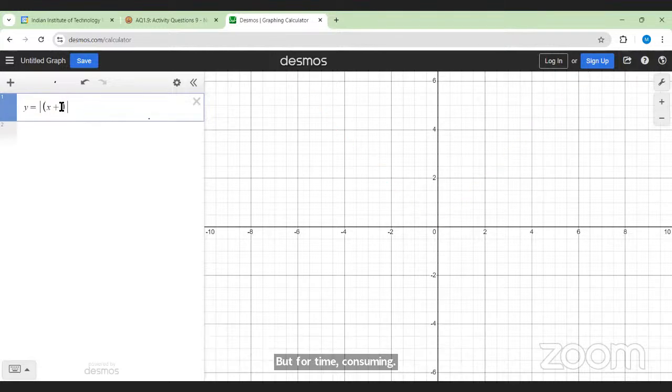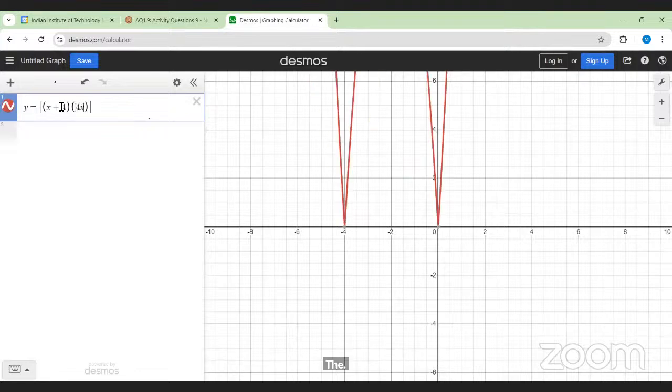Madam, in the exam, can we see the graphs? In the exam, you cannot. Is Desmos allowed in the exam? I don't think so.